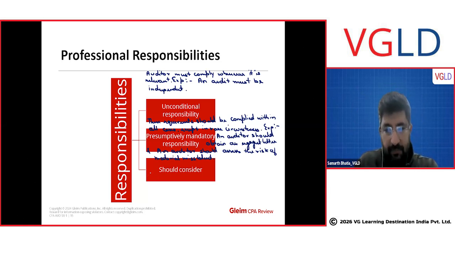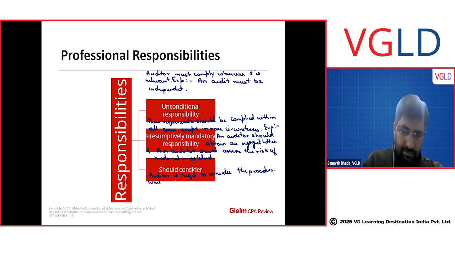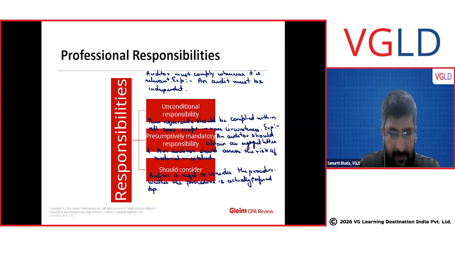So the next is the auditor is required to consider the action or procedure. Whether the procedure is actually performed depends on judgment.